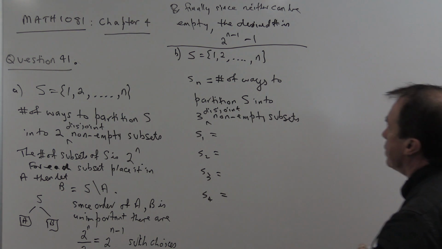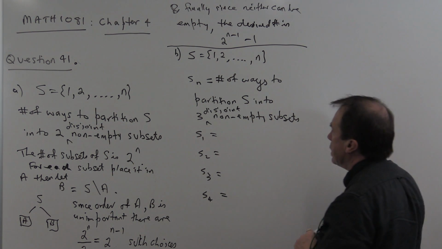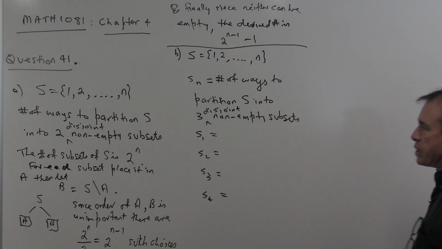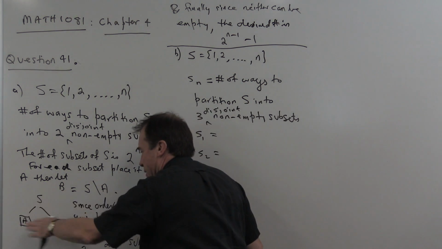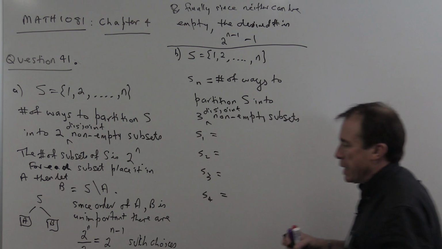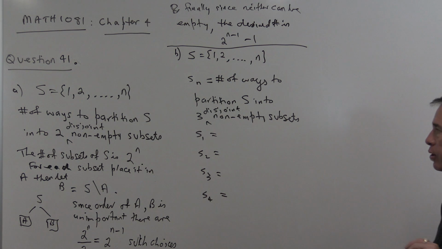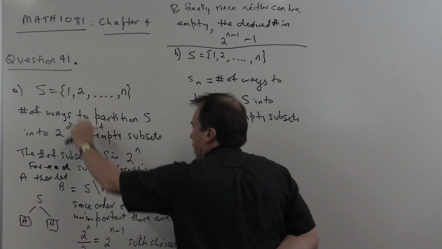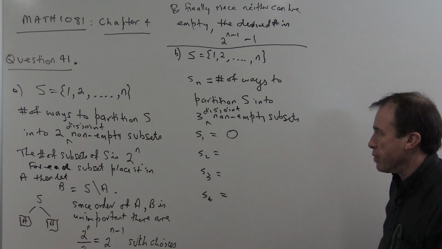Now for the second part, we take the numbers from 1 up to n and we let Sn be the number of ways to partition this now into 3 disjoint non-empty subsets. And this is more complicated because now you're going to take S and split it into 3, and they've got to be non-empty. The order within the sets and the order of the sets doesn't matter. So S1, well, that says you take the number 1 and you've got to break it up into 3 non-empty subsets. Well, that can't be done. So the answer is 0 for that one.